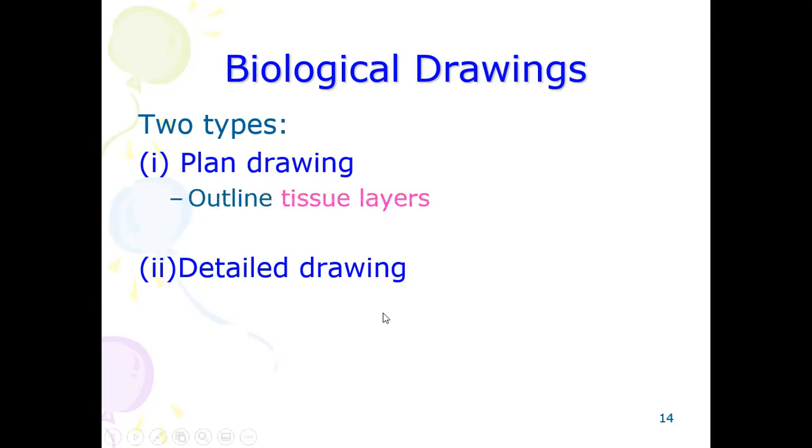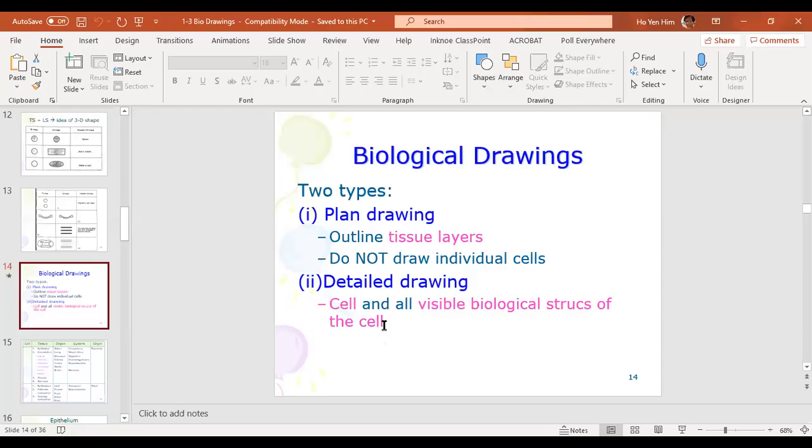So let's look at the detailed drawing. Detailed drawing means you draw the cell and all the visible biological structures of the cell that you have learned. So that's called detailed drawing. So we're not going to look at plan drawing yet. Draw the cell and all the visible biological structures that you've learned that you can find inside the cell as well as outside the cell. You know that that is a biological structure, so you have to draw in detailed drawing. So detailed drawing, you focus on the cell and the structures. Okay.